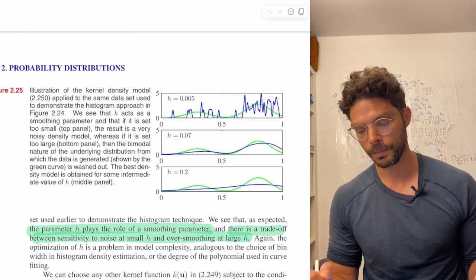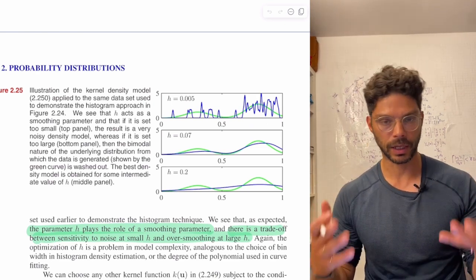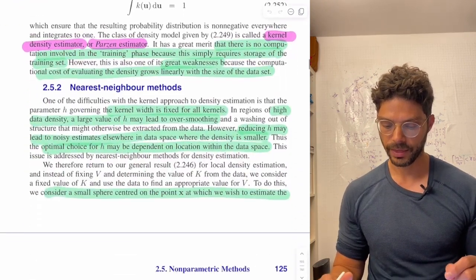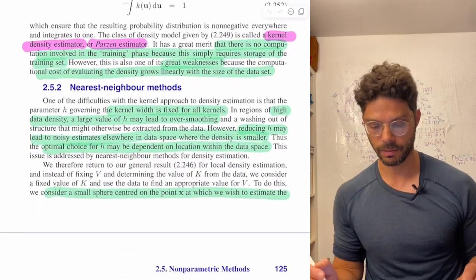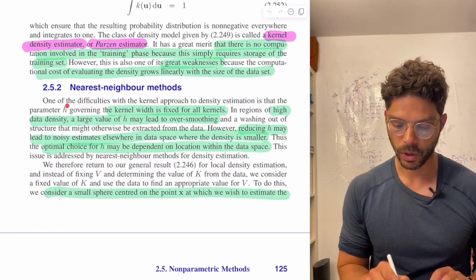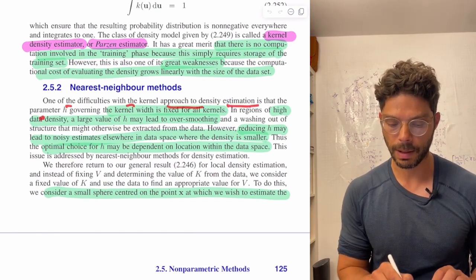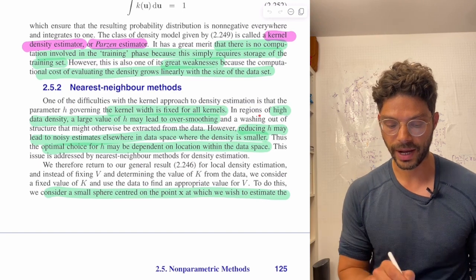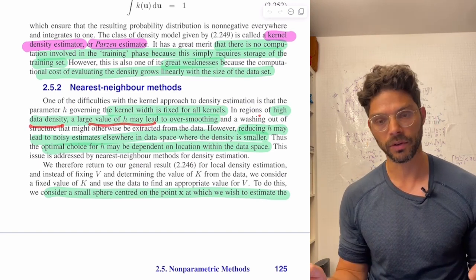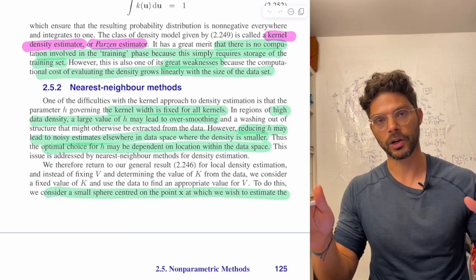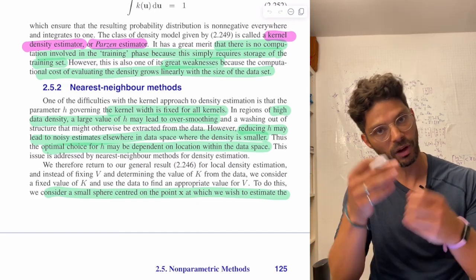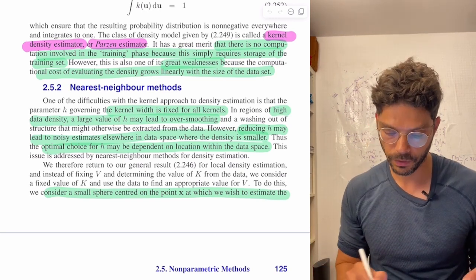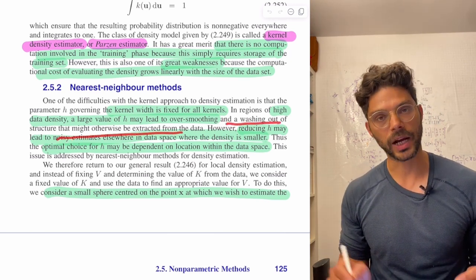Certainly it's possible, but can we come up with a good way of adjusting the kernel size to the data? That's one of the things that these nearest neighbor methods do. So he says, one of the difficulties of the kernel approach to density estimation is that the parameter h, governing the kernel width, is fixed for all kernels. In regions of high data density, a large value of h may lead to over-smoothing. If you've got a very broad kernel and there's lots of data points, you might be able to resolve some fine fluctuations, but if you have a big kernel, you'll just smooth over that, and a washing out of structure that might otherwise be extracted from the data.